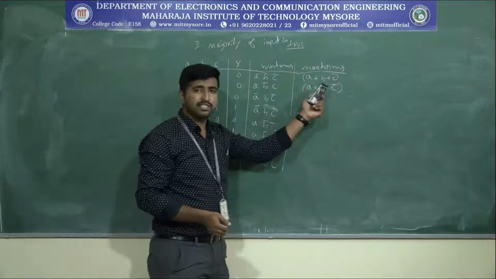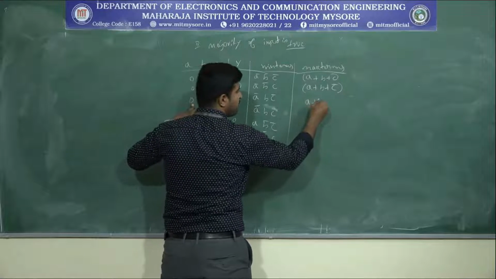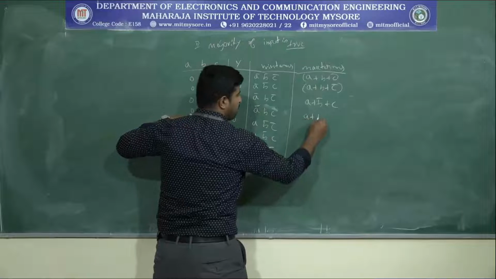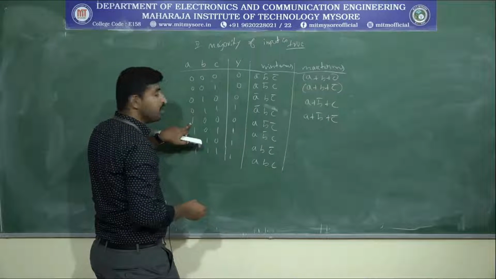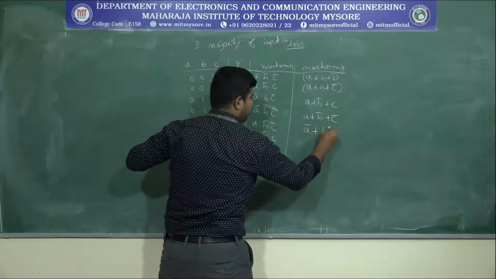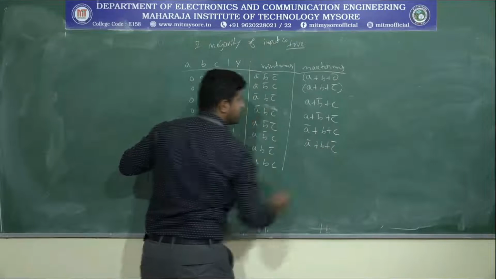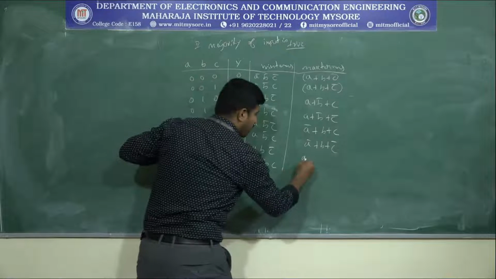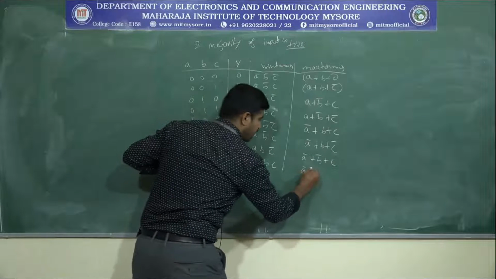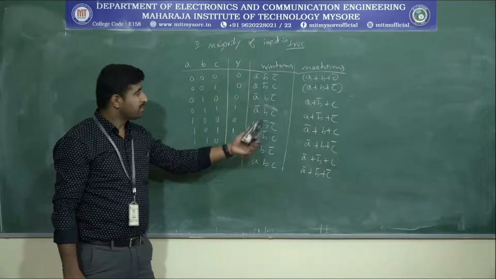Next for the max terms, we have already completed 0 0 0 and 0 0 1, so 0, 1, 0 corresponds to a plus b bar plus c. Next 0, 1, 1, a plus b bar plus c bar, then 1, 0, 0, a bar plus b plus c. Next 1, 0, 1, a bar plus b plus c bar. Next 1, 1, 0, a bar plus b bar plus c, and then 1, 1, 1, a bar plus b bar plus c bar. So these will be the min terms and max terms.